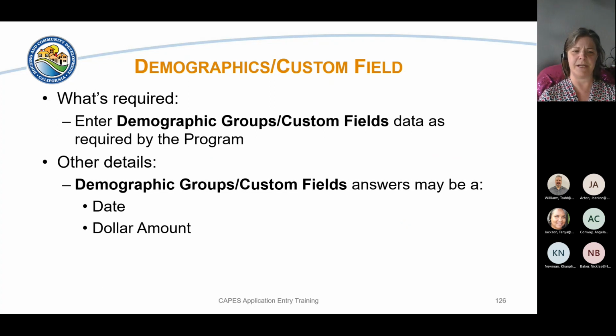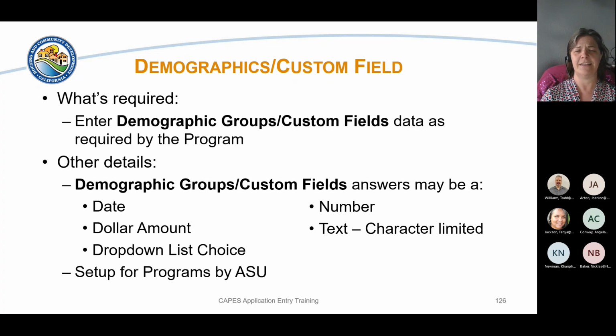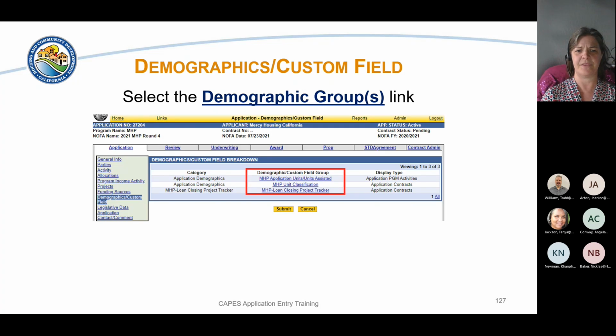So we have fields that might request a date, a dollar amount, maybe a drop-down list, maybe a number, typically when it's a number of units. And some of them are even a text field, and that can be character limited. Of course, again, this is all set up at the program level and then associated to the NOFA as requested. So you can see MHP does have these fields used. They track different things here.